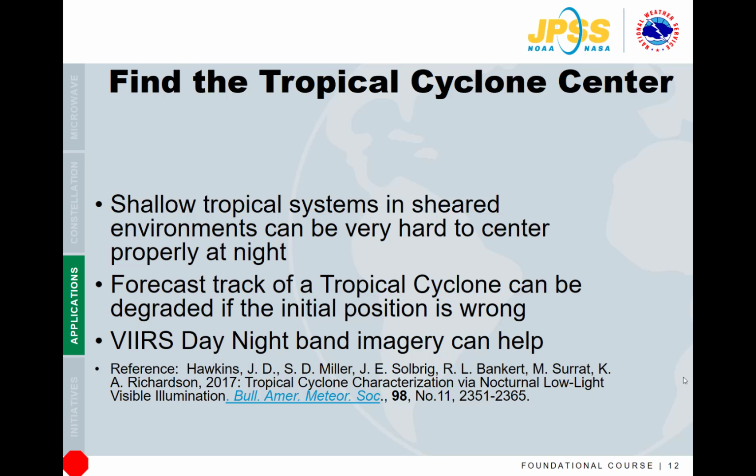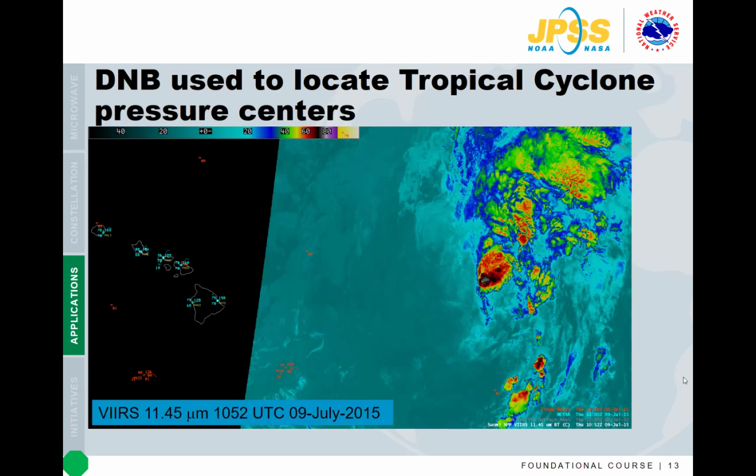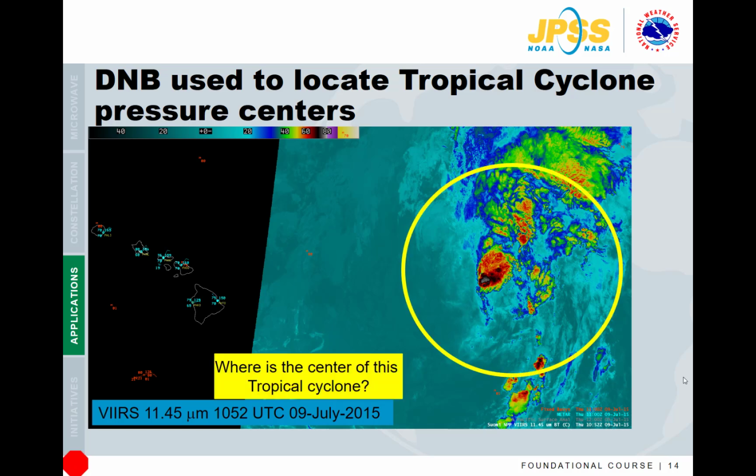Day-night band imagery can also identify low-level circulation centers at night. This can be important for tropical cyclones if sheared systems have deep convection very much separated from low-level circulations. You really need to know where the surface center is when initializing forecast models. Here's an infrared image of a tropical system that is east of Hawaii. The precise location of the storm is vital for its insertion into a model. Where do you think the surface circulation center sits? Did you place it at that X?